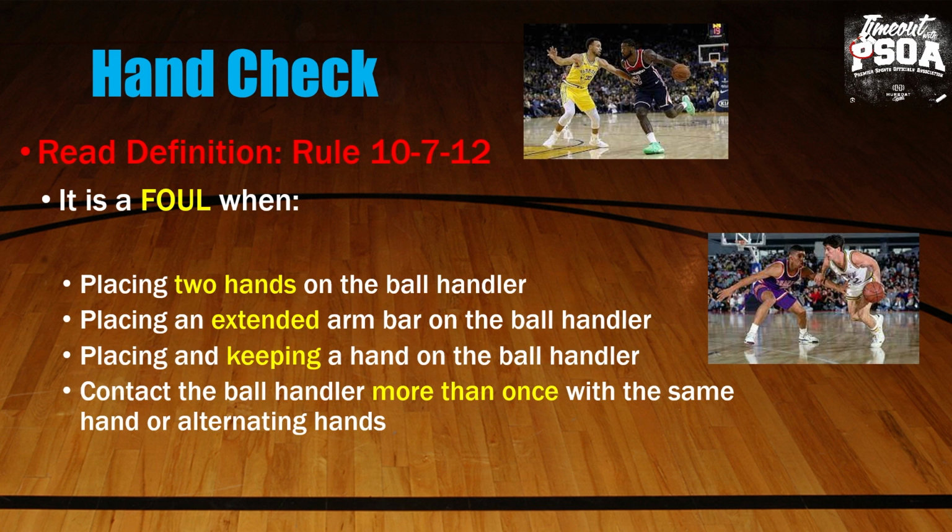It doesn't have to be out wide to your side. You could jab at the basketball. You could go upwards at the basketball. You just can't place your hand, keep it there, extend your arm bar, or place two hands on an opponent with the ball who is doing normal basketball moves such as passing, shooting, dribbling.